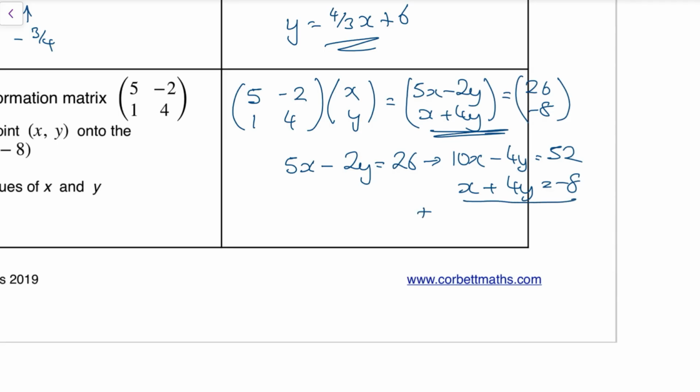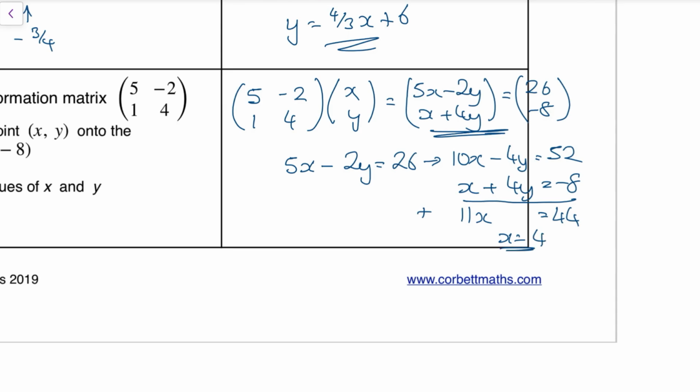So 10x + x is 11x. I'm hoping here for a nice number. -4y + 4y goes away. 52 - 8 is indeed 44, and that makes me feel a little bit better because I have a very nice number: x = 4.